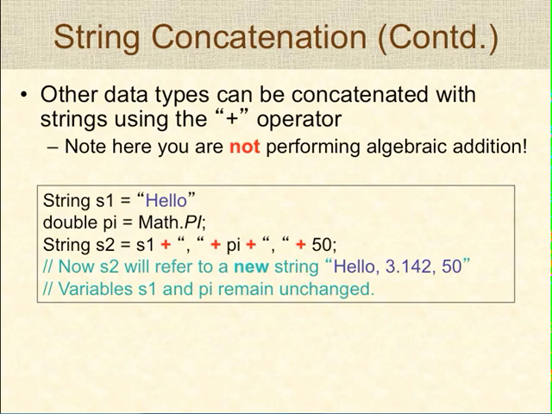We can also concatenate other types, and remember that these values get turned into strings, so they do get promoted into strings. So pi, for instance, here would get changed into a string.